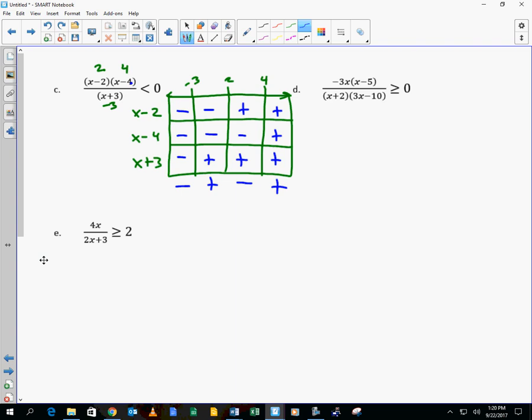Are we wondering where this expression is negative or where it's positive? We're wondering where it's negative because it says the expression is less than 0. It's negative here, and it's negative here. Would you agree? Therefore, my interval is from negative infinity to negative 3, union with 2 to 4.